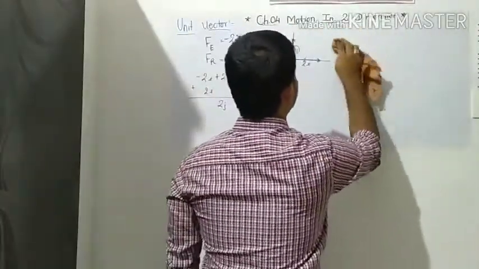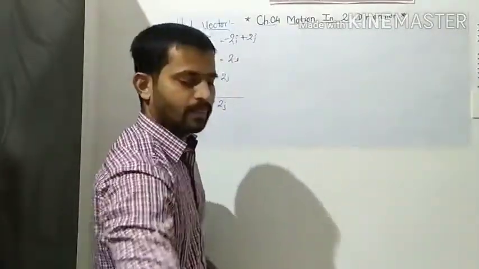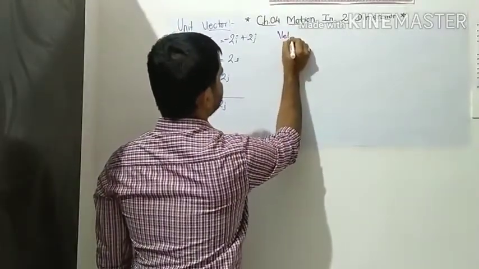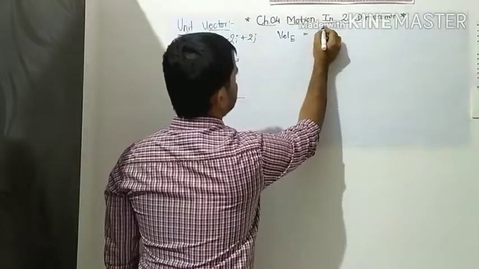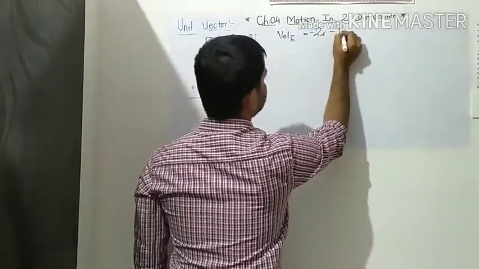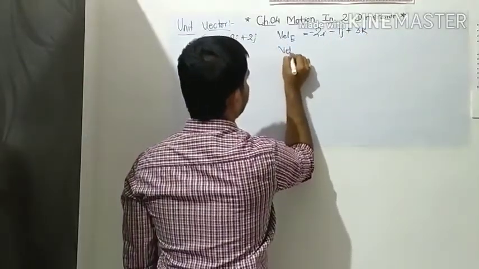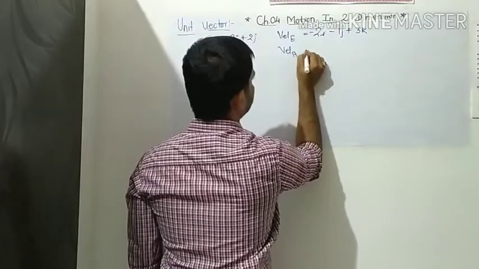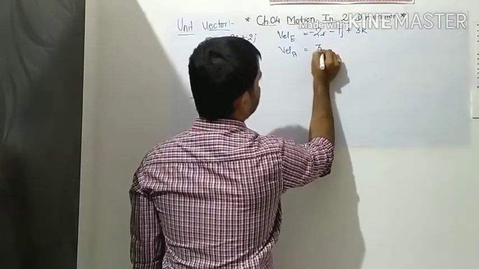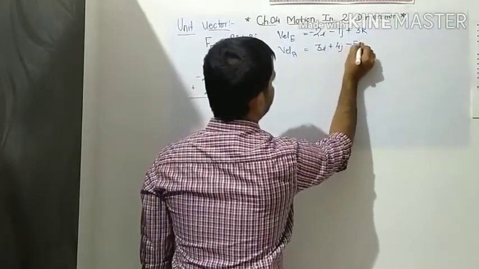Okay, we have the velocity of the engine. It is -2i minus 1j plus 3k. We have the velocity of air. It is 3i plus 4j minus 5k.